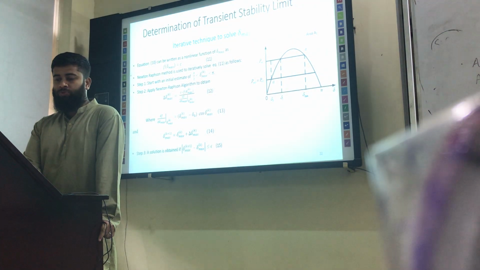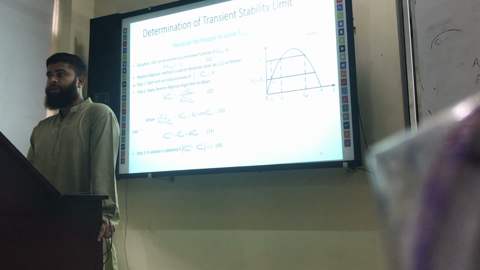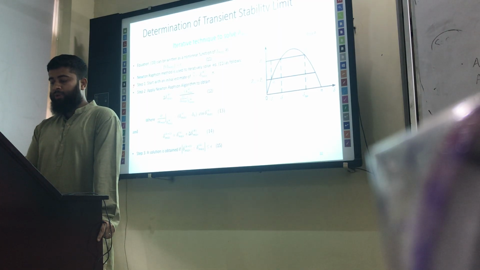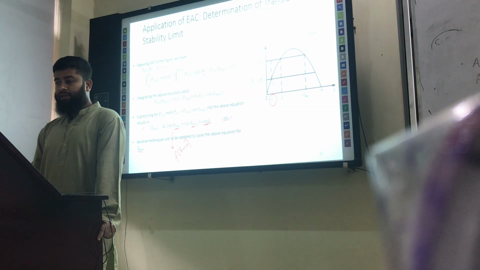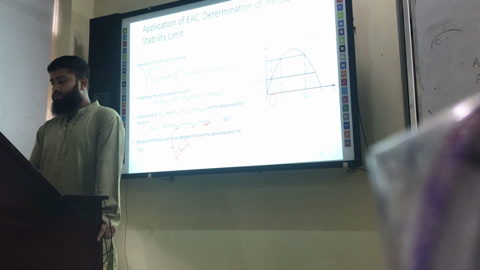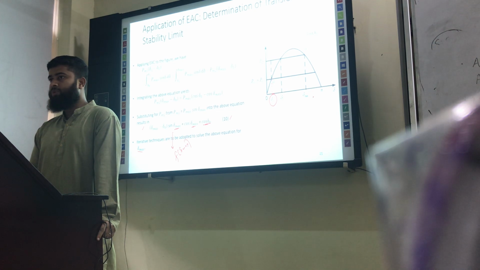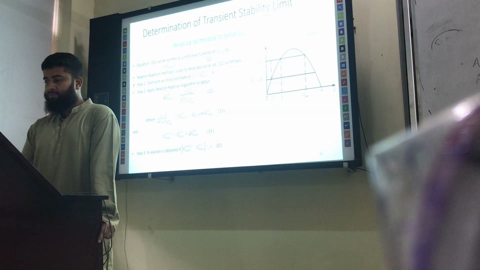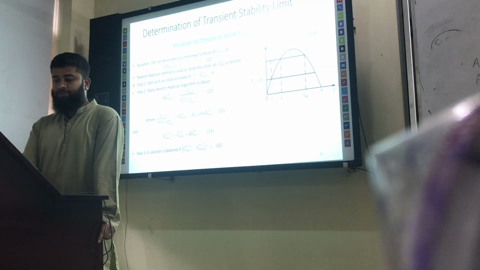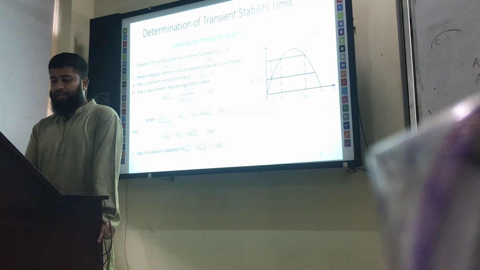The first step is to make an initial guess, an initial estimate. Here we have to do it intelligently, because we know that our delta max will lie between pi by 2 and pi, between 90 degrees and 180 degrees, right? That's why we will take the initial case like this. Let's say our initial delta max is 120 degrees. Then in step 2, we apply the Newton-Raphson algorithm to obtain this value.